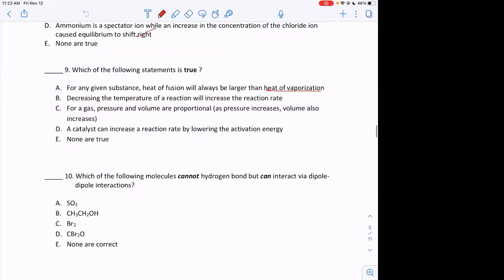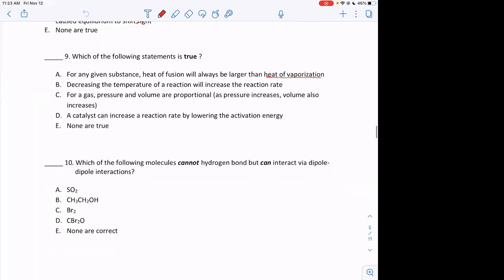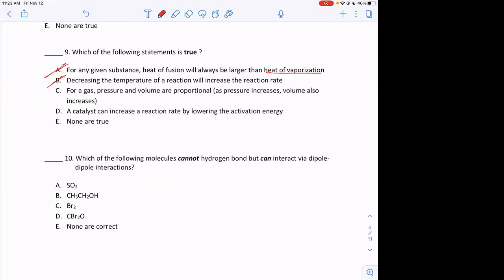So A is not correct. B is not correct. C is not correct. D, a catalyst can increase a reaction rate by lowering the activation energy. That is absolutely true. D. And we even drew reaction diagrams with and without a catalyst in lecture.